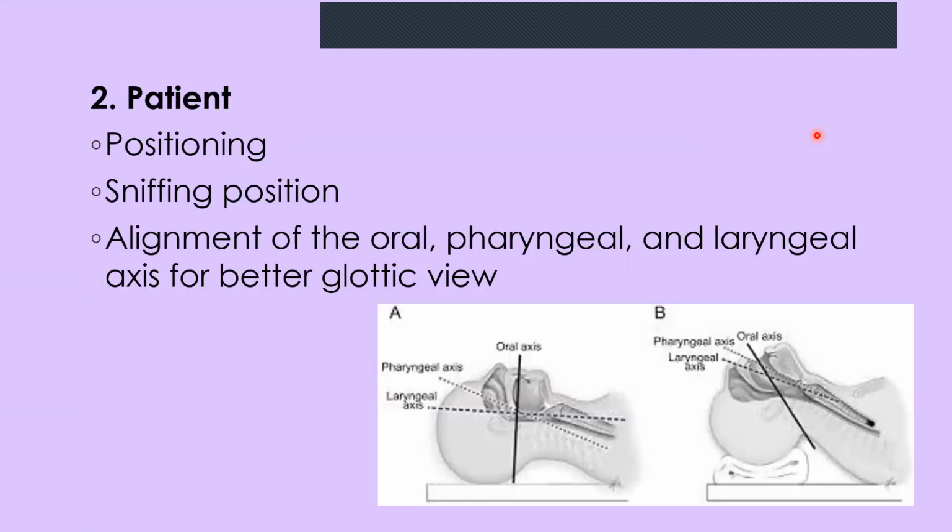Then we prepare the patient. How do we position the patient? There are a few positions. The first one is sniffing position, where we align the oral, pharyngeal, and also laryngeal airway axis for better glottic view. Instead of this, kita manipulate and then jadi macam ni lah, the better glottic view ni.